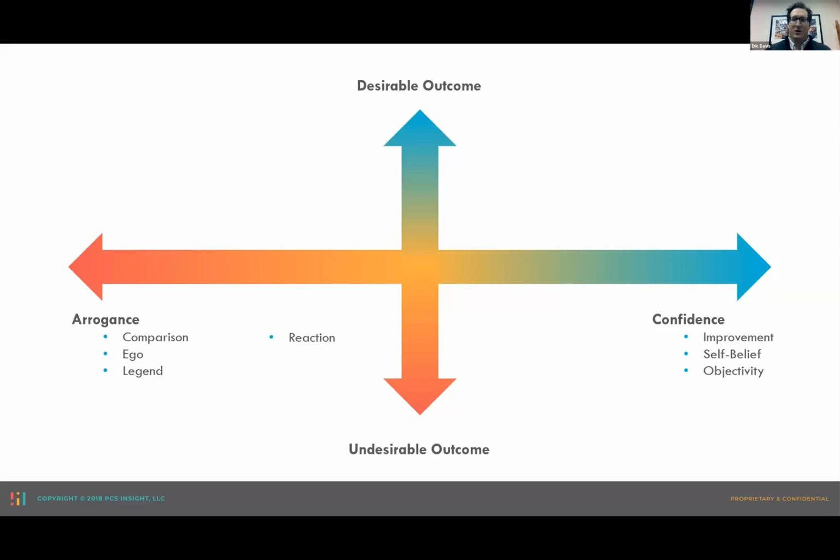And so in an arrogant organization, there's reaction, there's attribution to some person instead of the process, and there's retribution. There's some sort of action taking place, whether it's a firing, discipline, something like that, but it doesn't address the underlying issue.